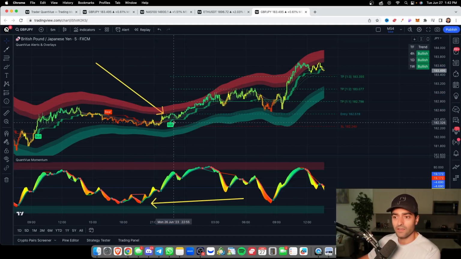Rather than hop right in, one little added confirmation tip that a lot of our users have been finding success with is to wait for price to retest the algo buddy ribbon. This is a strong confluence in our experience.